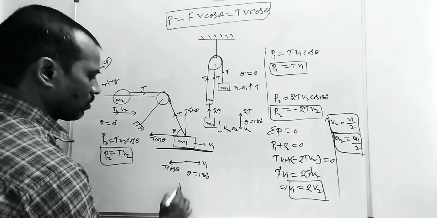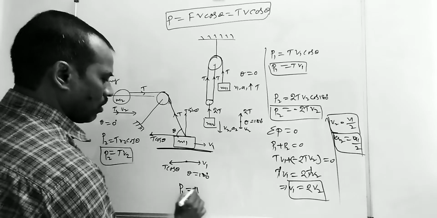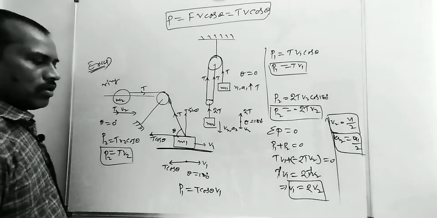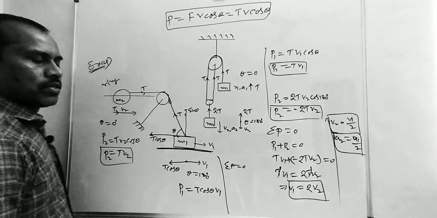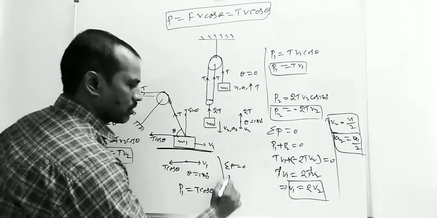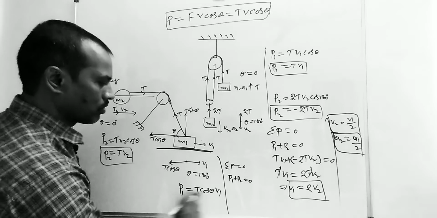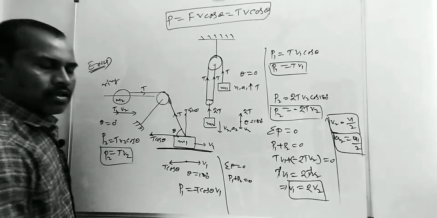So power P1 is equal to T cos theta V1. The net power is equal to 0, that is, P1 plus P2 is equal to 0. P1's values are in the opposite direction, so it takes a negative value.